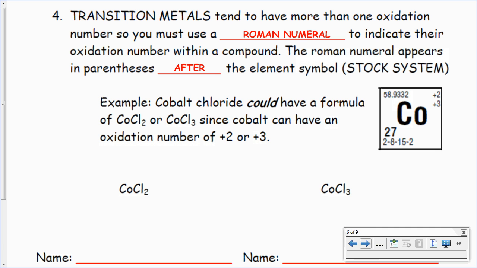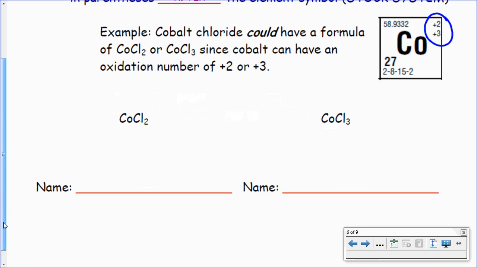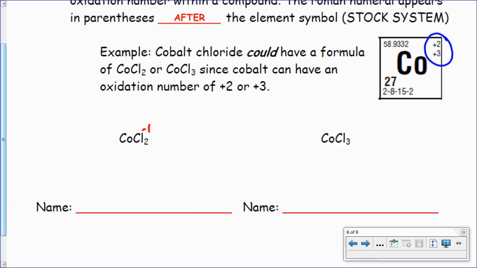For cobalt chloride, it could have a formula of CoCl2 or CoCl3, depending, since cobalt could have an oxidation number of 2 or 3. See those two options? So you have to specify which one it is. So CoCl2 would be named, well, we have a Co, Cl is always negative 1, so negative 1 times 2 is negative 2. We need a positive 2 to cancel that, so positive 2 here. So this is cobalt, Roman numeral 2, chloride. That's for the transition metals that have multiple oxidation states.